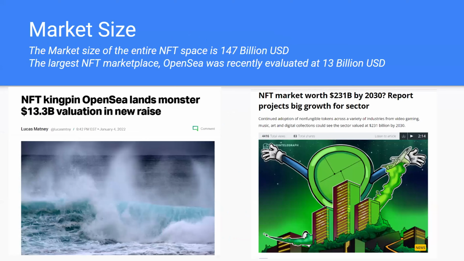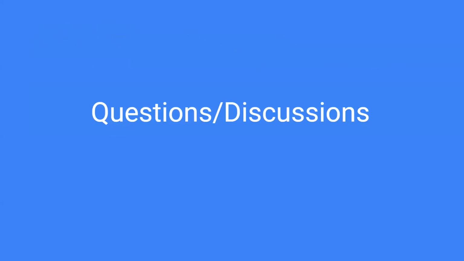So the overall size of the NFT market is roughly about 150 billion US dollars. The largest NFT marketplace, OpenSea, was recently valued at 13 billion. If Silent Mint can capture even a fraction of the existing NFT market, it would be able to extract a tremendous amount of value and add a lot of value to the Oasis network. Any questions?